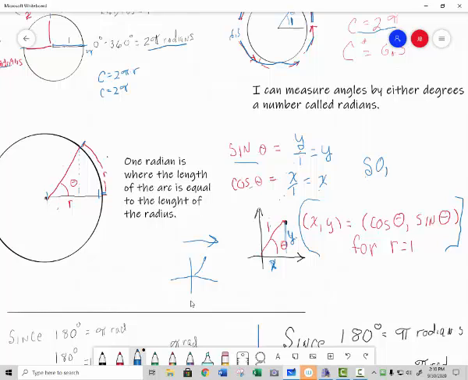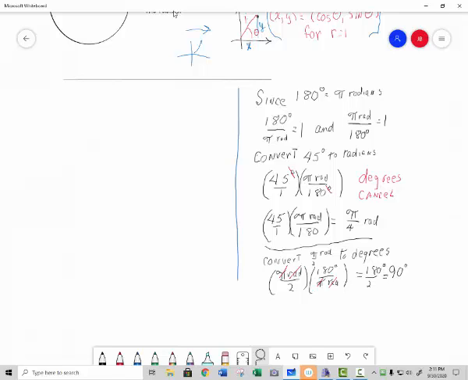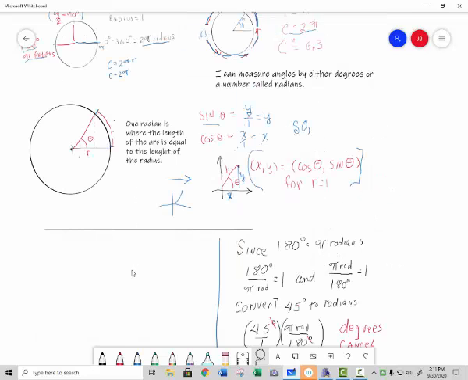That's something to hang on to. Alright, now what do I know? I know that 180 degrees is pi radians. If I go back to my circle, way up here on the top, I said that 180 degrees was pi radians.